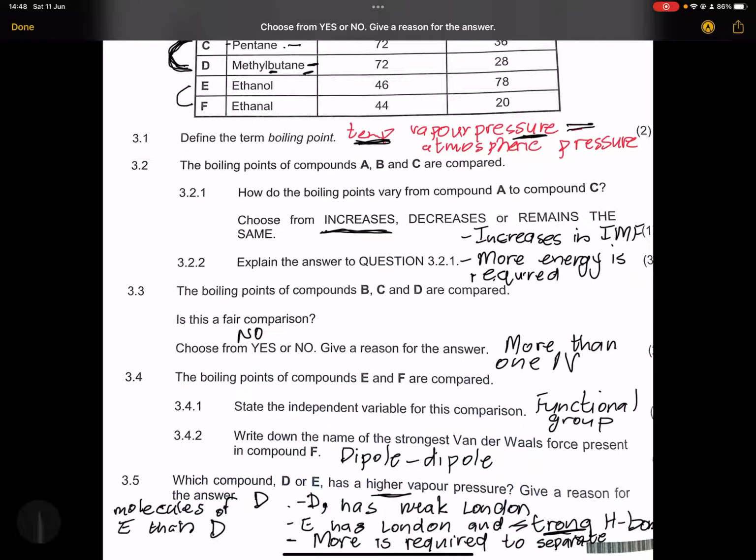I hope that makes sense, ladies and gents. If you still don't understand this quite well, please go and visit our organic chemistry playlist, and you'll see that there's a part where I really go thoroughly through each and every one of the intermolecular forces, just to make sure that you understand that. Okay, I'm going to leave it there.